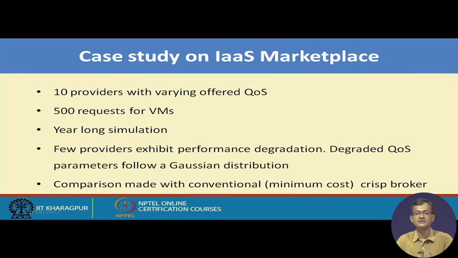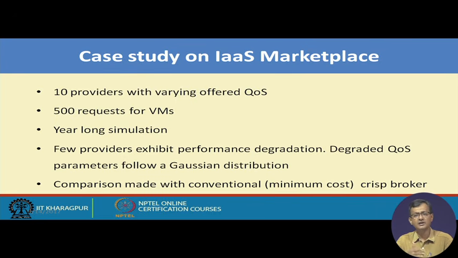Here we did a case study just to show how effective it was, and whether it makes sense to use this fuzzy approach. We did a simulation with 10 providers with varying offered QoS. 500 requests for VMs are considered.